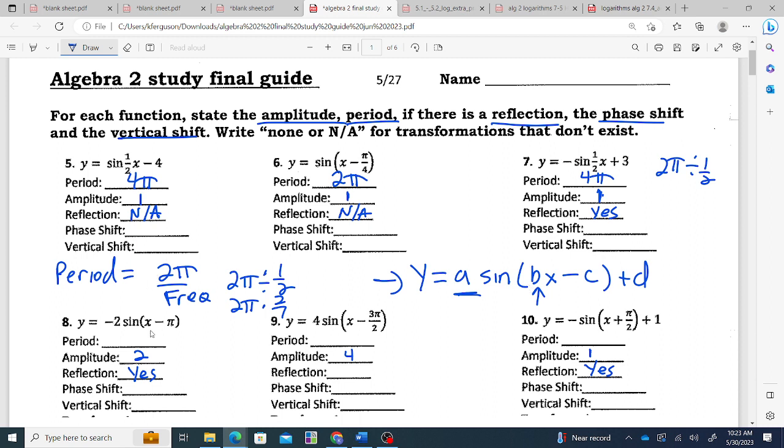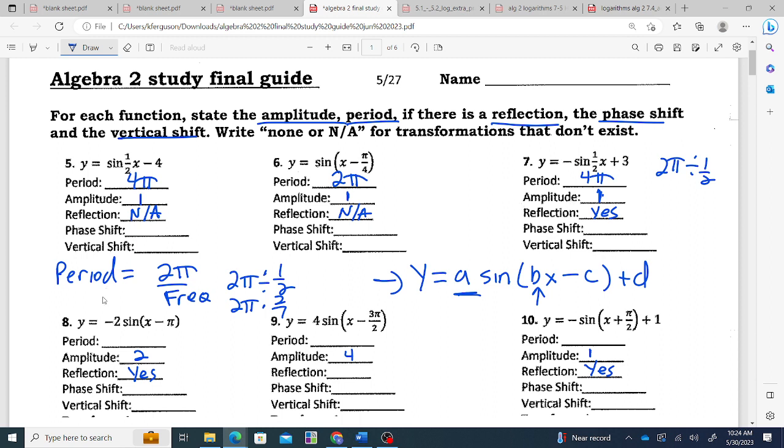For number 8, yeah. Okay. Yep. Keep, change, flip. Because this is 2 pi divided by the frequency. Can we not do all that? Y'all too noisy. It's still too noisy.